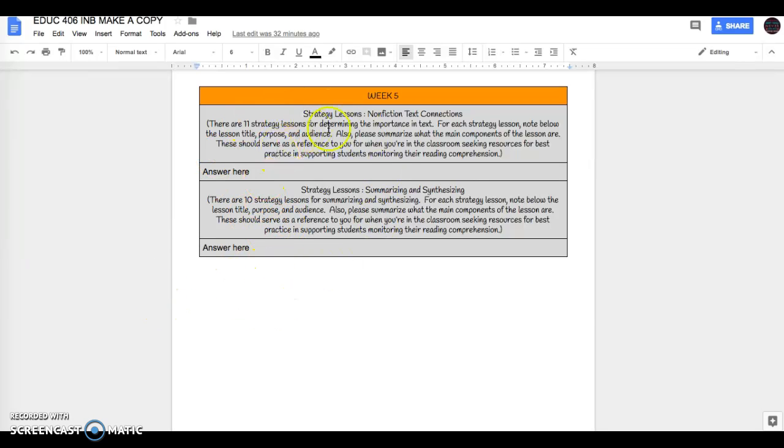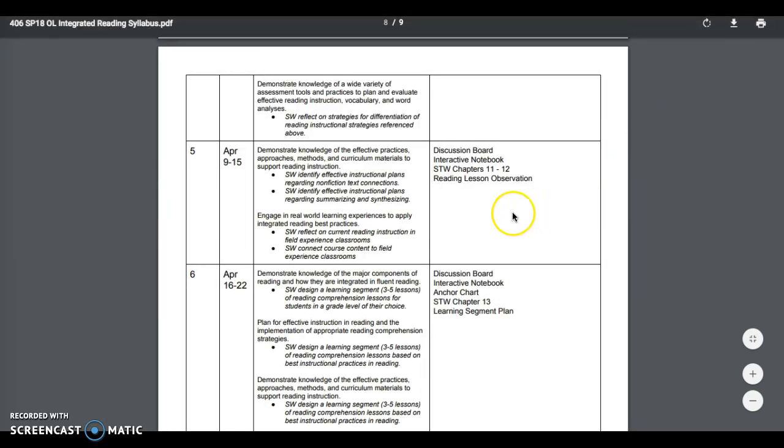So you have 21 strategy lessons that you're going to be bullet listing and summarizing, but it's not a lot of different work to do. It's just making sure that you get all that in here in a manageable format so that it works for you. Now again, if we go to our syllabus, we see a reading lesson observation.